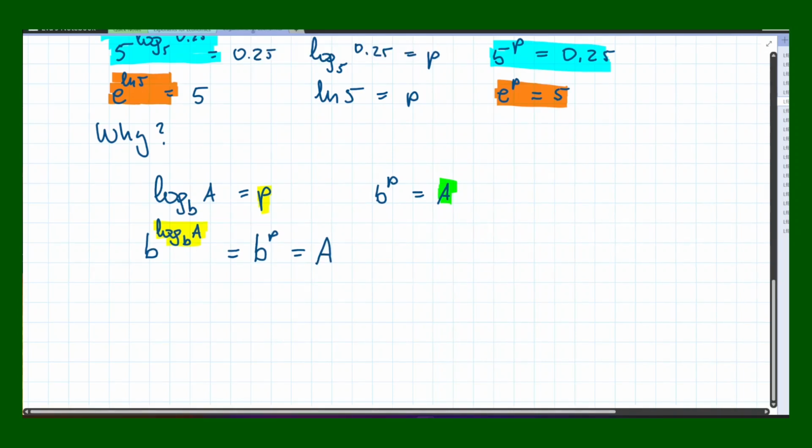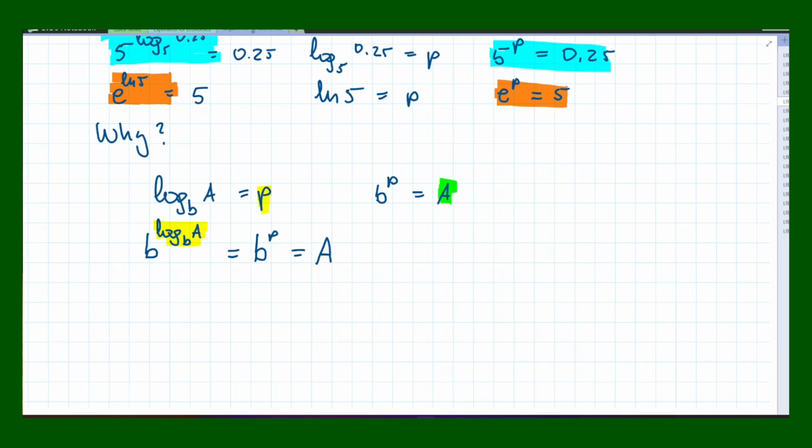The practical effect is that if you see a number raised to a logarithm of that same base in the power, then the exponent and the log cancel themselves out, and your answer is just whatever is in the argument. So what does it look like for the natural logarithm? e raised to the ln of some argument is always going to be equal to that argument.